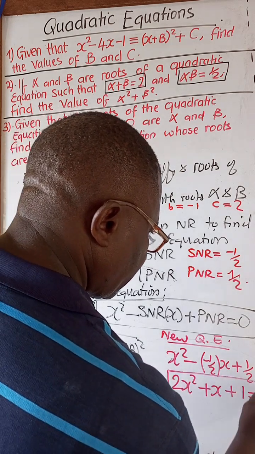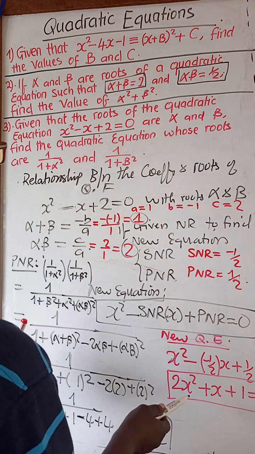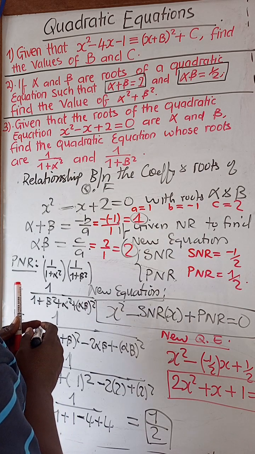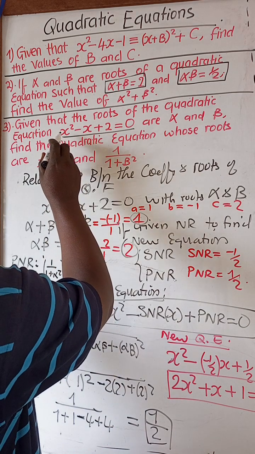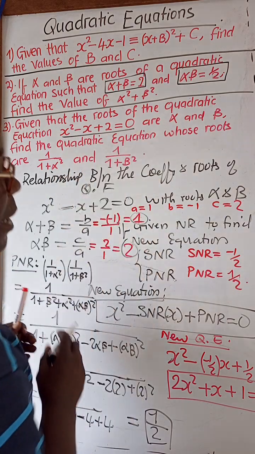So this is the quadratic equation whose roots are 1 all over 1 plus alpha squared and 1 all over 1 plus beta squared, when we know that the roots of x squared minus x plus 2 equals 0 are alpha and beta.